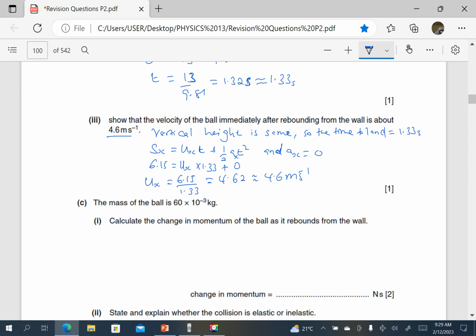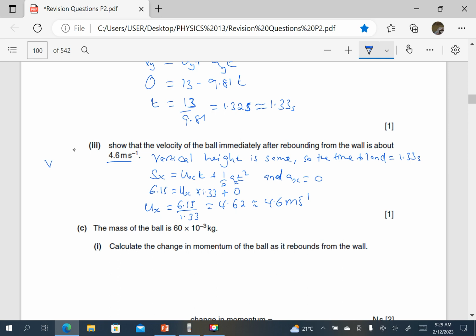If you consider vertical motion and use V equals U plus AT, when it rebounds, it is initially rebounding horizontally. That means the initial velocity in the vertical is going to be 0. And you can find the velocity with which it lands.